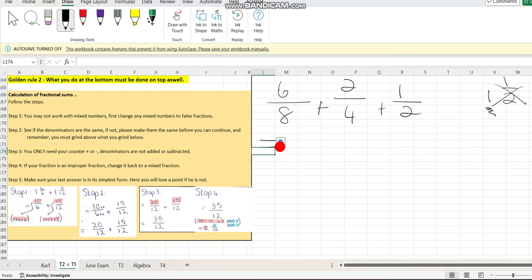Make sure the denominators are the same. Maak seker die noemers is dieselfde, the bottom. So firstly, I'll look at the sum and see, can I change these into an 8 because 8 is the biggest? So yes, I can.